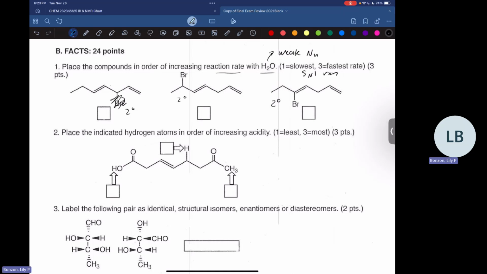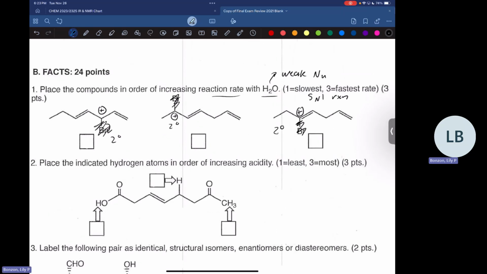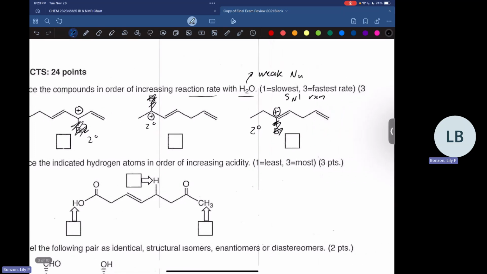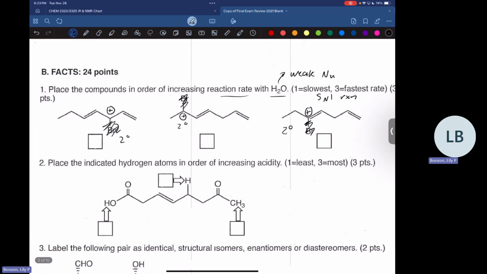And so remember that for SN1, the first step, the leaving group leaves and we form a carbocation. So whenever we form a carbocation, we just put a plus charge at the position that that halide was. I'm going to cross out the halide and pretend we got rid of it. So those would be our carbocations for these structures. And for an SN1 reaction, the faster rate is going to be when we have a more stable carbocation.